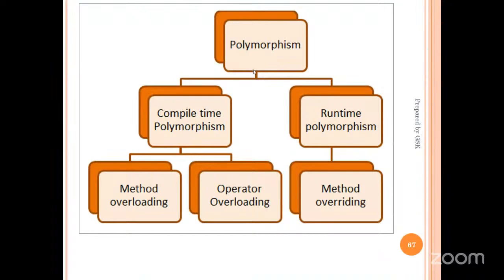We have two types of polymorphism. Those are compile time polymorphism and runtime polymorphism. Compile time polymorphism can be implemented using the concepts of method overloading and operator overloading. For runtime polymorphism, we use the topic method overriding to implement the runtime polymorphism concept.